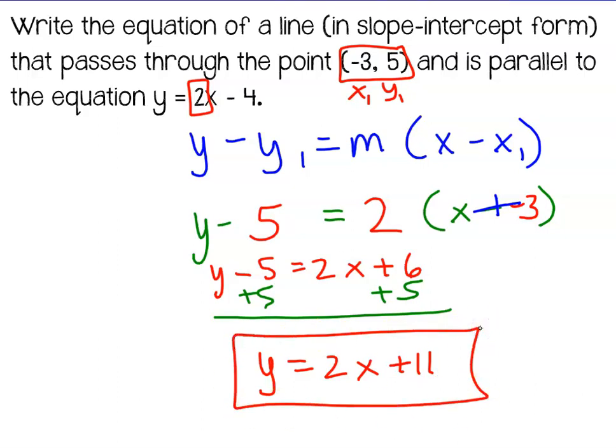So I know it's parallel, but now I specifically know that not only is it parallel, but it's going to pass through the point -3, 5. All right, I'm going to pose the same question to you, but I'm going to format it a little bit differently.